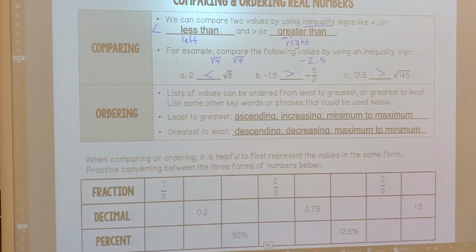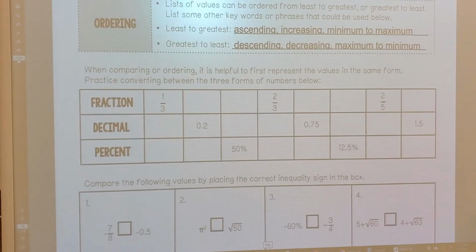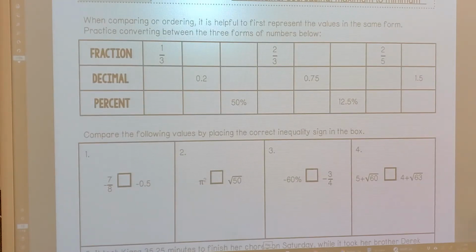So sometimes we order them from least to greatest or greatest to least. We also sometimes, instead of those things, say ascending order or increasing order, minimum to maximum. We don't really see that a lot, but it's okay. We see descending order, decreasing order, maximum to minimum, stuff like that. All right, when comparing or ordering, it's helpful to first represent the values in the same form.